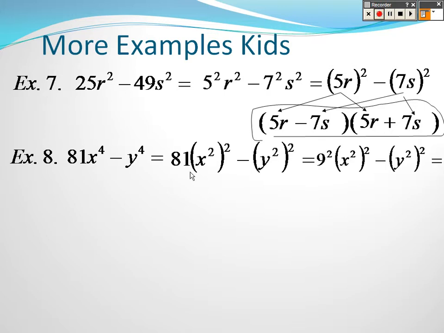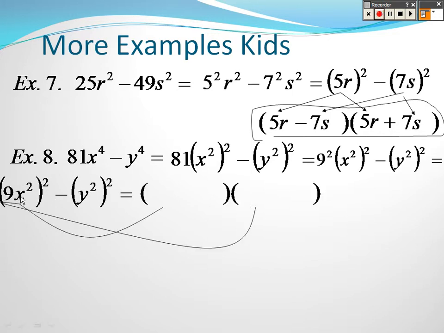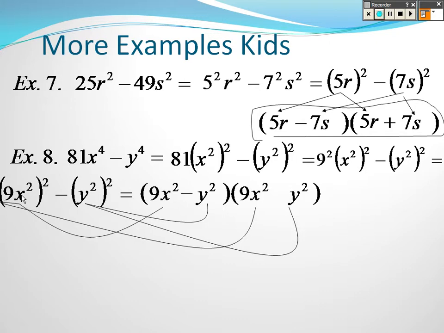So just like before in this problem, I'm going to take my two terms and put them together. So I have a 9 squared and an x squared squared. I'm going to take those two and put them together to get a 9x squared and a y squared as my second term. So now according to difference of squares, you take the first term minus the second term. So here's my first term, and there's my second term. First term minus my second term, and my first term plus my second term.